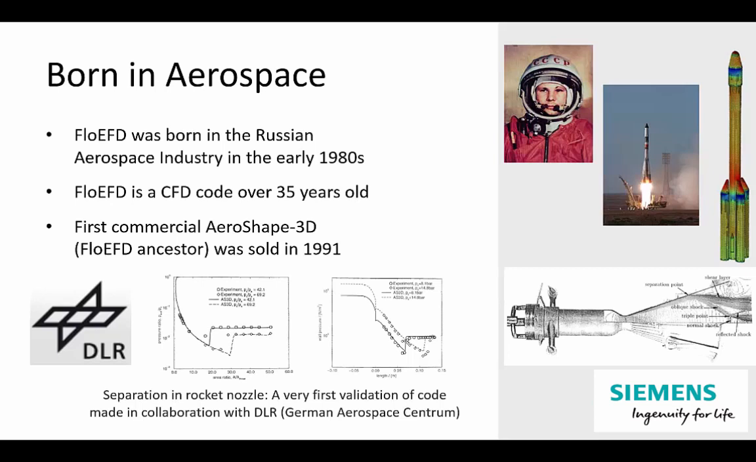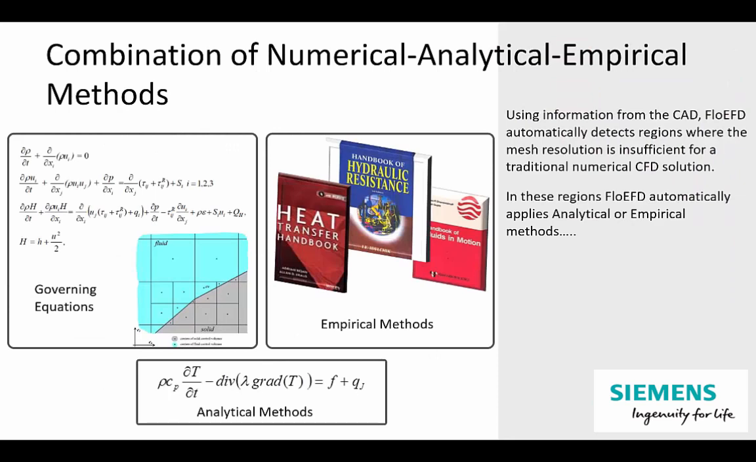So this is not new technology. This is mature, robust technology that has been developed for over 35 years. The first thing that FlowEFD does that's very different is it uses a combination of numerical, analytical, and empirical methods. So FlowEFD, because it's CAD embedded, can use information from the CAD model to automatically detect regions where the mesh resolution is insufficient for a traditional numerical CFD solution. And in these regions, FlowEFD will automatically switch to analytical or empirical methods. The benefit of this is that fewer cells are required without compromising the solution accuracy.